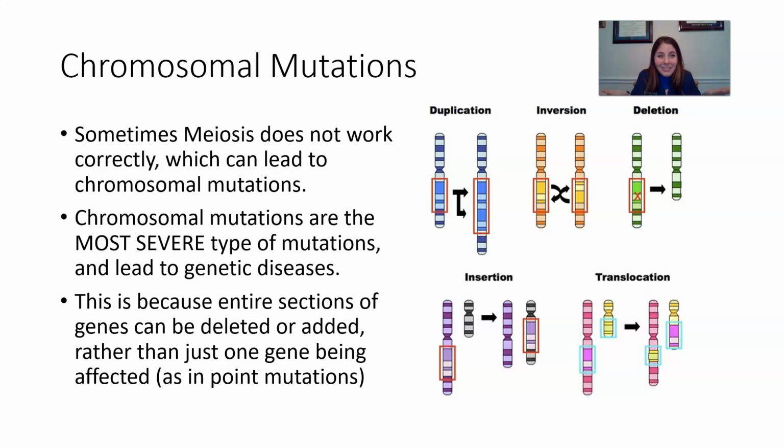So sometimes things go wrong, and we have different types of chromosomal mutations that can occur. Sometimes meiosis doesn't work correctly, which can lead to chromosomal mutations. Chromosomal mutations are the most severe type because they can lead to a lot of genetic diseases. This is because entire sections of the genes are deleted or added. And if you remember, when a gene is deleted or added, meaning deletion or insertion, we get a frameshift mutation, meaning that everything changes from that point on, rather than a point mutation, which might just change one single amino acid.